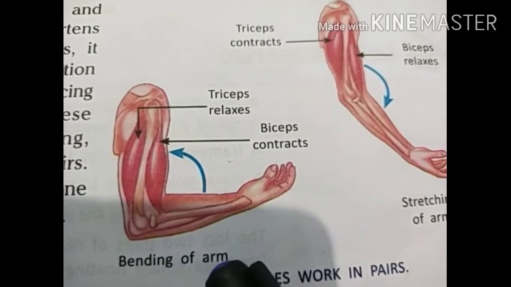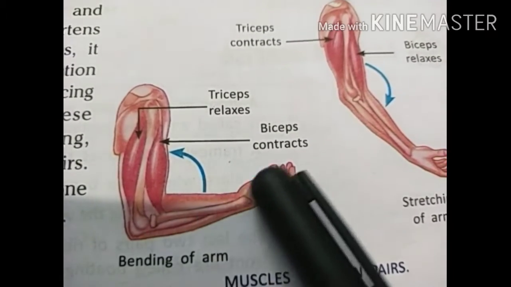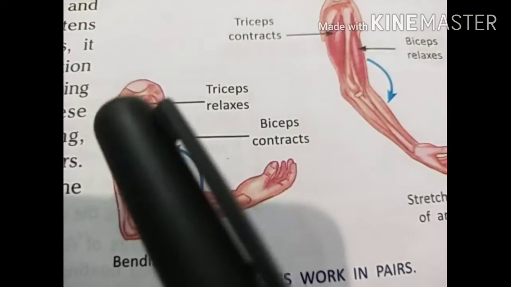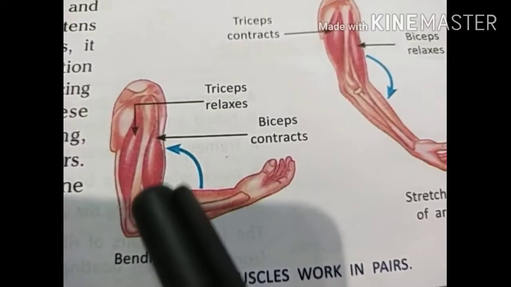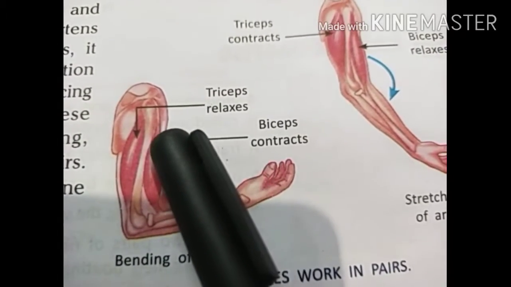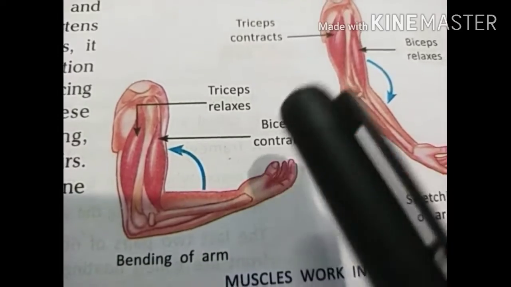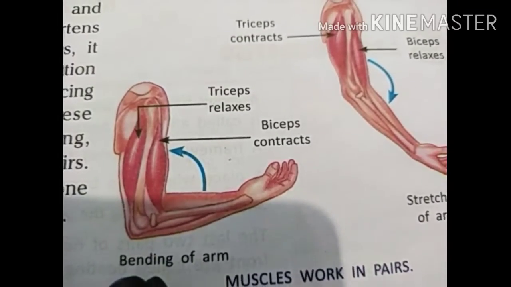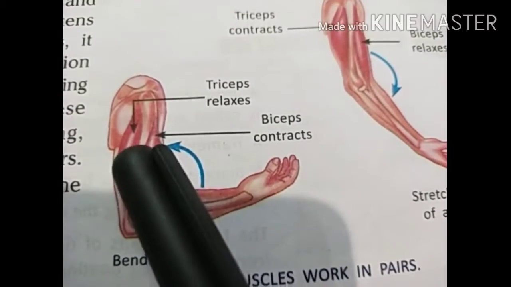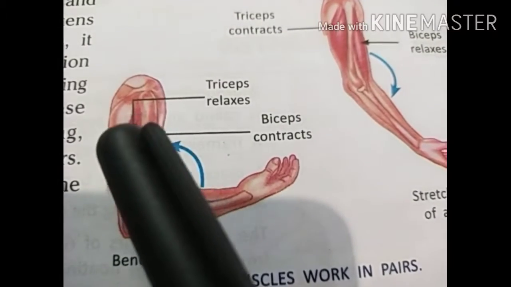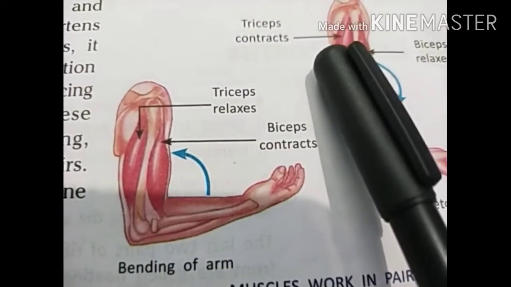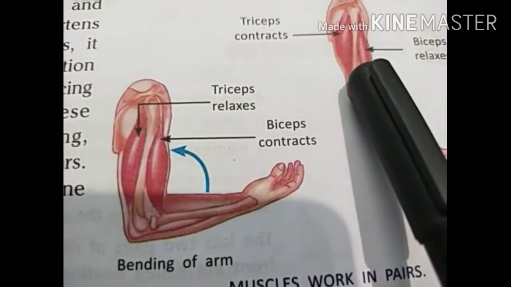Here you can see the bending of the arm. When we bend our arm, it means the tricep muscle relaxes and the bicep muscle contracts. Contraction means a decrease in size, and due to this contraction the bending of the arm will occur. Okay, so muscles always work in pairs. One relaxes and the other one contracts.